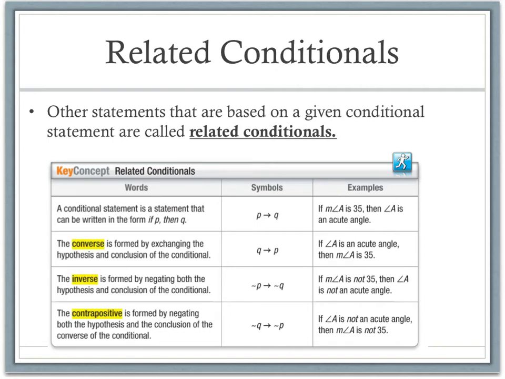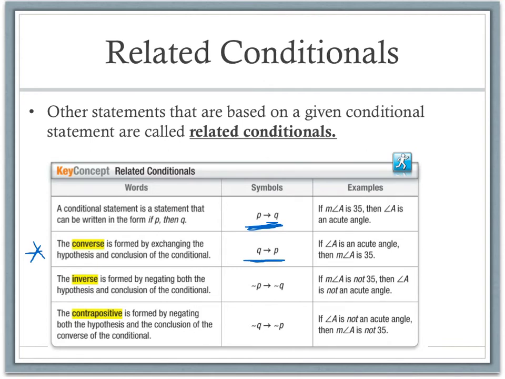Related conditional statements. We're going to spend some time, we'll practice one in our video, and then we're also going to be talking through these in class. There are 3 different related conditionals. You have the original conditional, P implies Q. We have the converse, which flips or exchanges your if and your then statement. So instead of P implies Q, we have Q implies P, or if Q, then P.